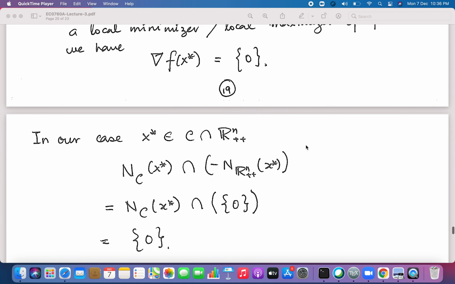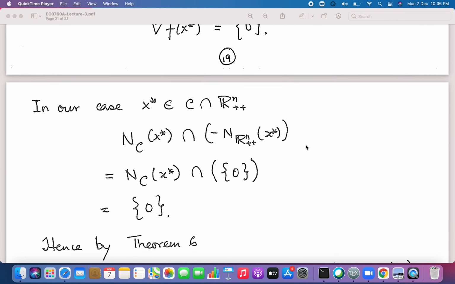So what happens in this particular case, when you have written grad f(x star) is an element of the normal cone to C intersection R^n plus plus? You see, NC x star intersection minus N of R^n plus plus at x star, automatically the qualification condition is satisfied because R^n plus plus is an open set, so this is 0. This is 0, and hence NC x star intersection 0 is just 0.